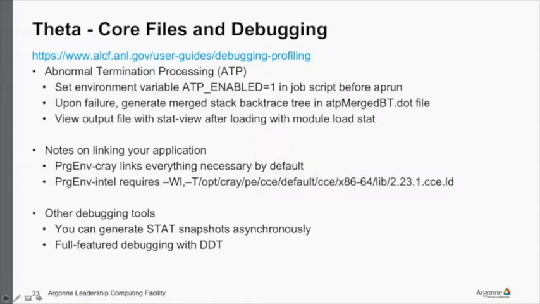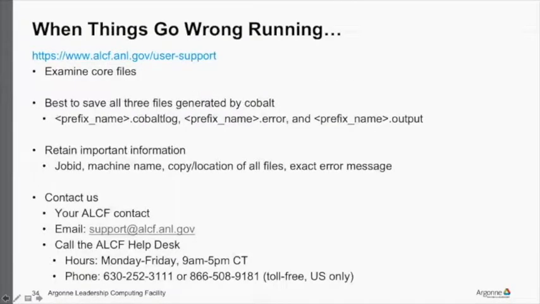On Theta, there are core files, which are our friend when we're having to debug issues. Core files can be enabled on Theta. You can also use ATP, abnormal termination processing, if you'd like. If you're using the Cray compiler, everything is linked by default. If you're using the Intel compiler, you do need to add an additional library to your link line. And there are other debugging tools, and some of this, for example DDT, will be discussed at the workshop. You can use STAT or full-featured DDT.